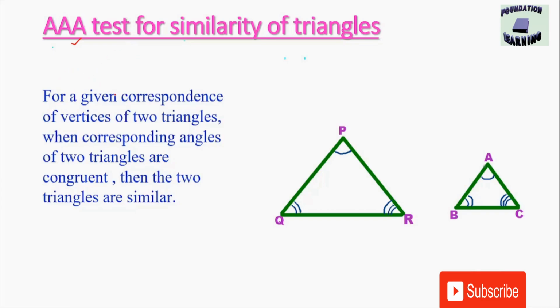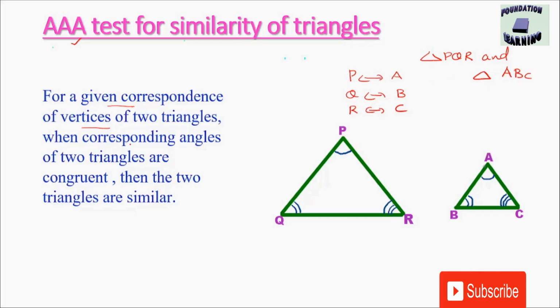Now, for a given correspondence of vertices. Correspondence of vertices means P is corresponding to A, Q is corresponding to B, and R is in one-to-one correspondence to C. Which are the vertices? The corners. So, for the given correspondence of vertices of two triangles, which are the two triangles? Triangle PQR and triangle ABC.